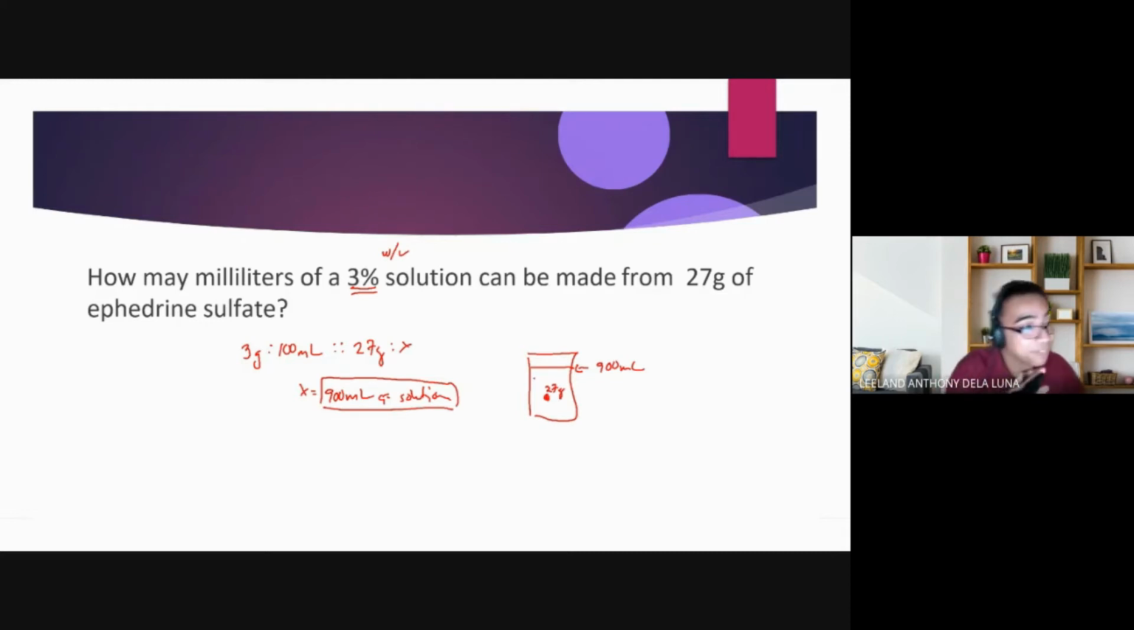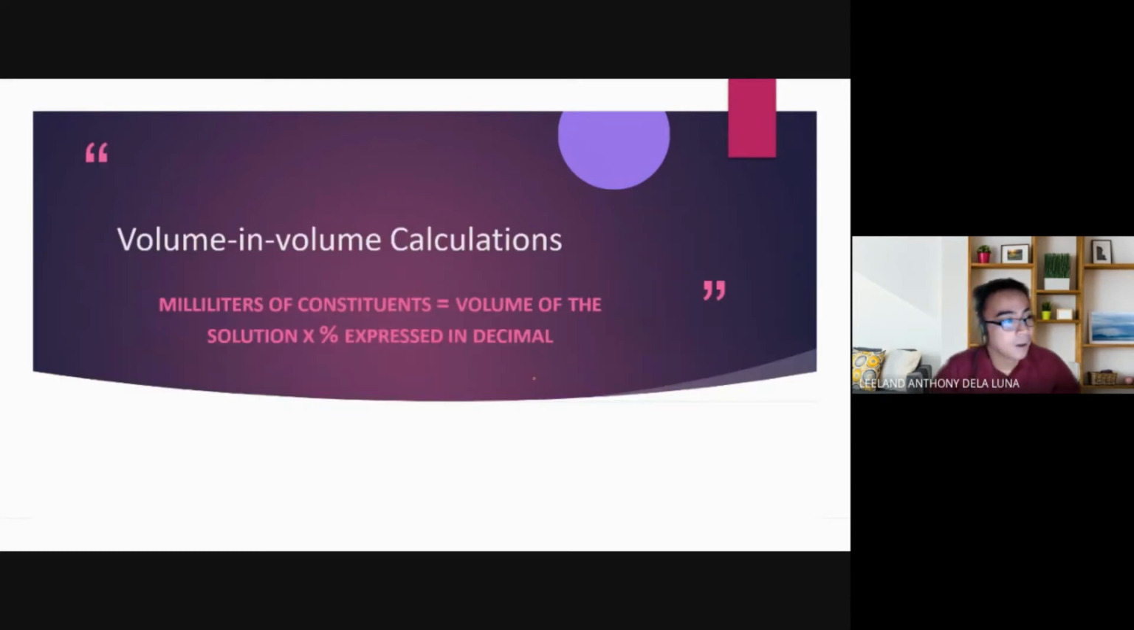Okay. At least nagigets nyo na ito, class, ha? Mamaya kasi medyo gagawin natin ito complicated. Just a little bit. Okay, we're gonna make this a little bit complicated. Okay? Pero at least now, nagets natin kung paano ito ginagawa. Okay. Now, what about volume and volume calculations?